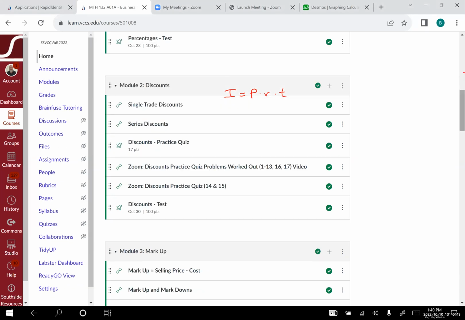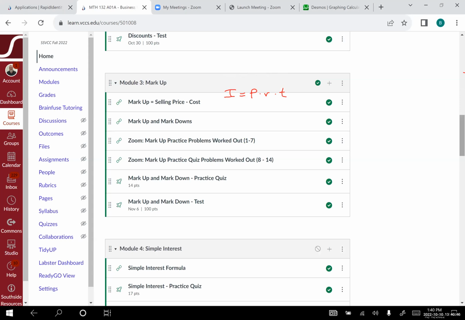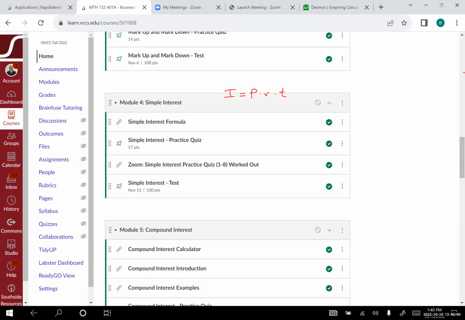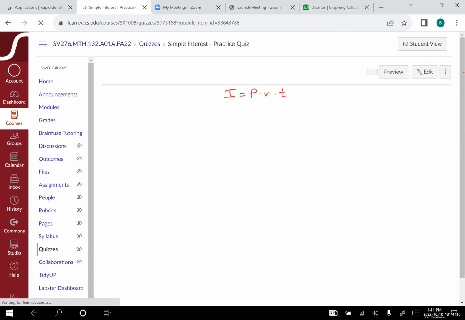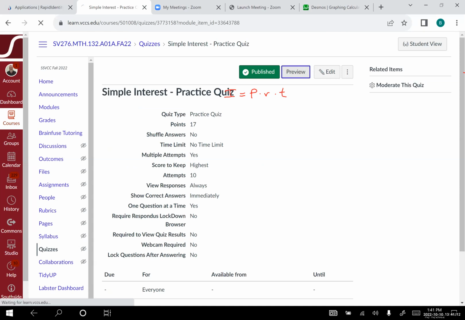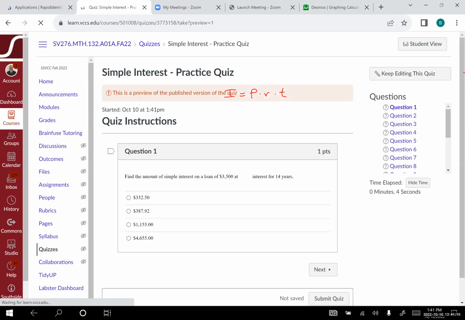So let's see, we're down here, way down here. Module 4, simple interest. Sorry. Let me make that available. Should have been made available already, sorry. There's the first 8 questions worked out up there. And here's the practice quiz. And we're going to preview it starting on number 9.